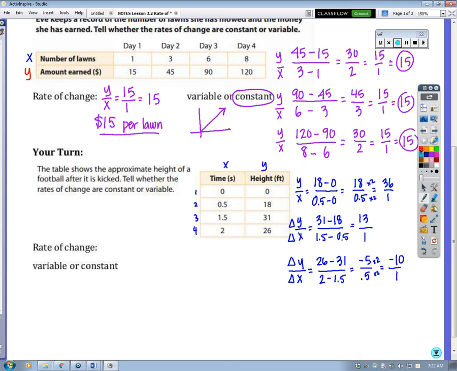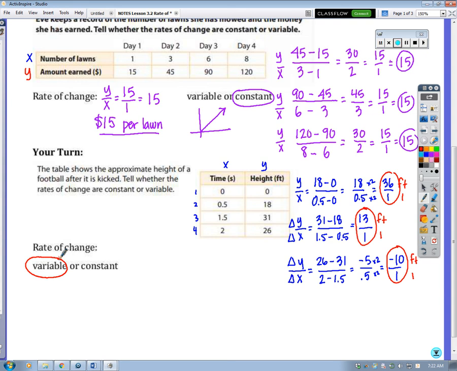So I'm going to look at these ratios now of my rate of change. And this one here, what this basically means is 36 feet per 1 second. This is 13 feet per 1 second, and this is negative 10 feet per 1 second. And what that means is if we're measuring height, this means it went down. So negative 10 feet per 1 second. So our rate of change, we don't have a singular rate of change, do we? So rate of change is variable.